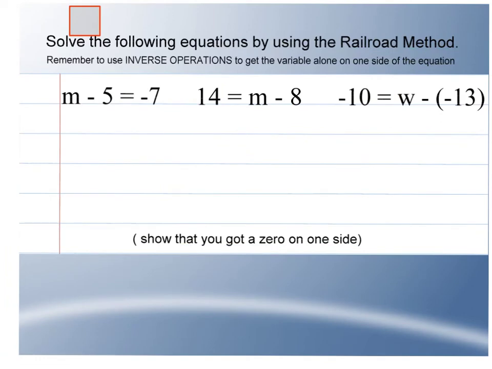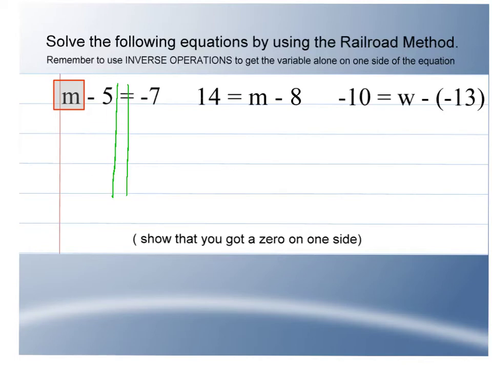All right, now we're going to look at some examples involving subtraction. So you see here in our first example, we have m minus 5 is equal to a negative 7. So the first step is to draw our railroad tracks. And then the second step is to think about, okay, what if I cover up my variable? We're just going to pretend that's covered up. What do I need to do to both sides to get that m by itself?